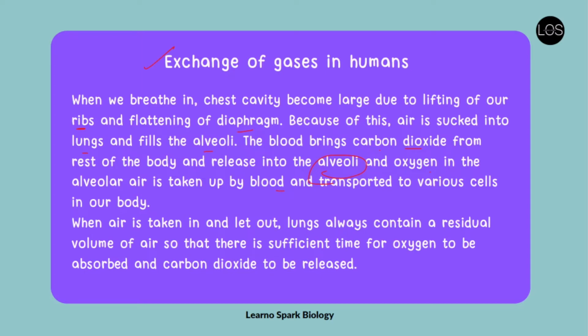Here we need to talk about a respiratory pigment that plays a very important role. That is hemoglobin. Hemoglobin is a respiratory pigment that helps in the transportation of oxygen. Talking about the function of hemoglobin, this is an oxygen transporter which is made up of iron and protein. Oxygen binds with hemoglobin to form oxyhemoglobin, and this is how oxygen is transported in case of humans. When air is taken in and let out, lungs always contain a residual volume of air so that there is sufficient time for oxygen to be absorbed and carbon dioxide to be released.